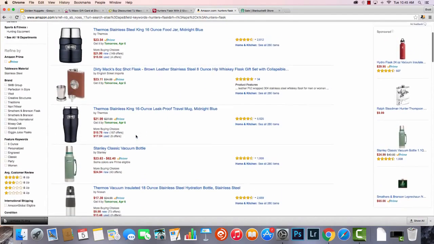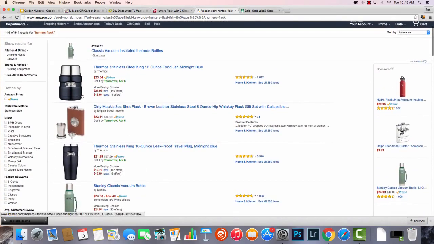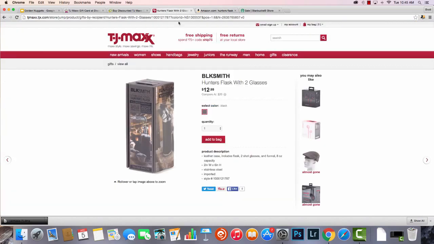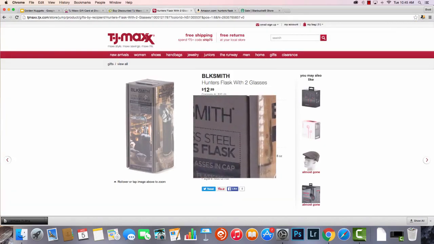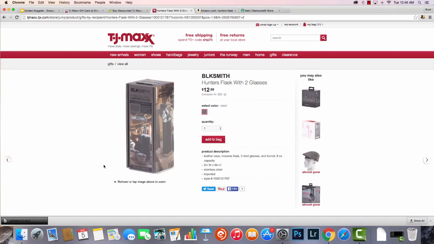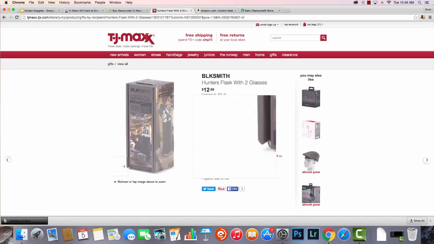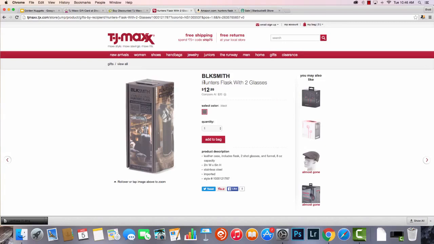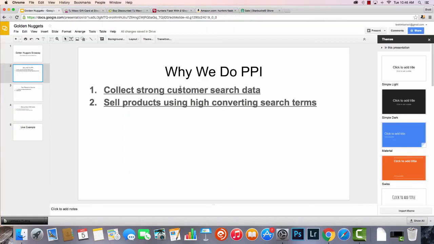So when I look over here, my goal would be to bring, and you could create a unique bundle. I'm just giving you guys some quick examples right now. So you could use this one and find some other product that you can put with it, maybe a camo hat or any other cool hunter product. But really, I want to know how many people are searching for a hunter's flask. Okay, that's what I want to know. So again, going back to our goals over here, collect strong customer search data.